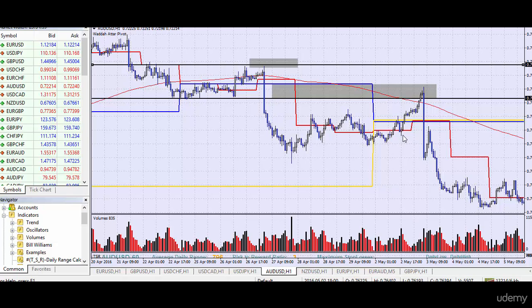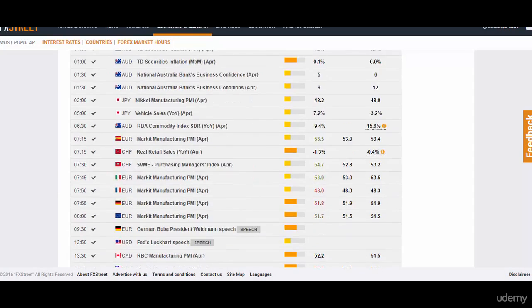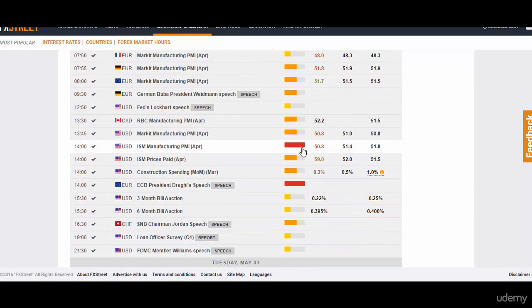So now we're going to look on the economic calendar to see the upcoming economic announcements. So if we go on the economic calendar, we can see that on May the 2nd, we had bad data for the US. This was market PMI. It was on the 2nd of May, and it came out bad for the US.